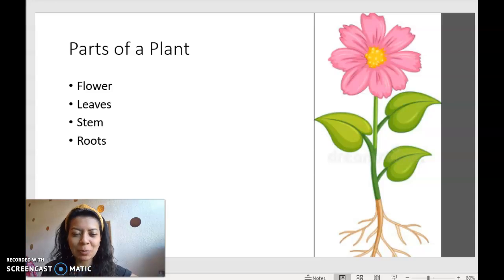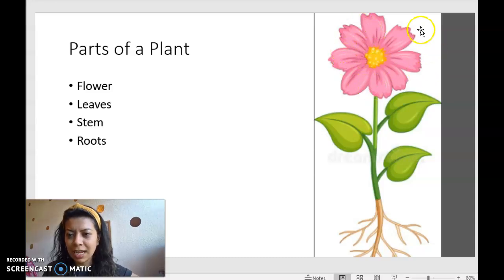Welcome back everyone. I hope you guys enjoyed that story and got a better idea of how a seed grows into a plant. So now let's discuss different parts of a plant. Here we have flower, leaves, stem, and roots. All of these things are found in a plant.